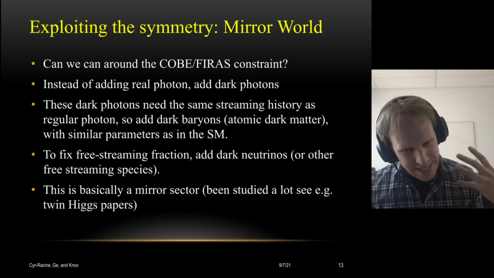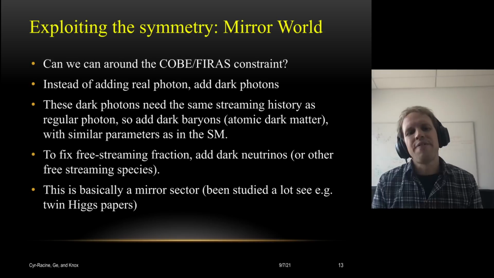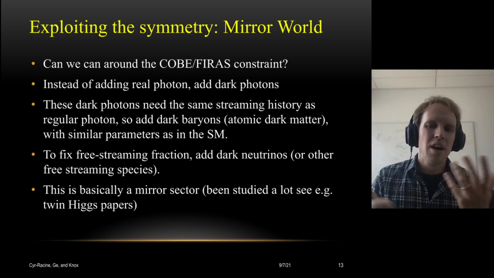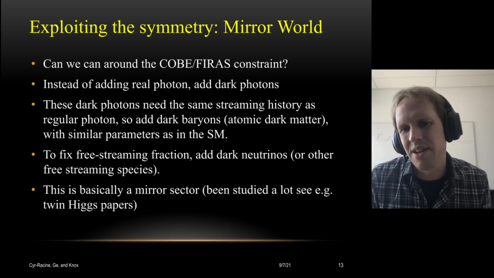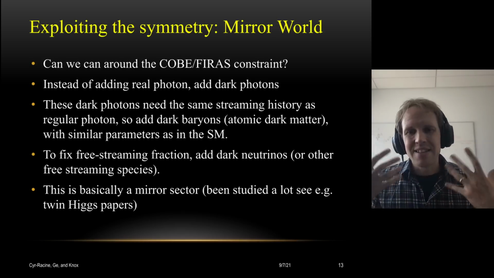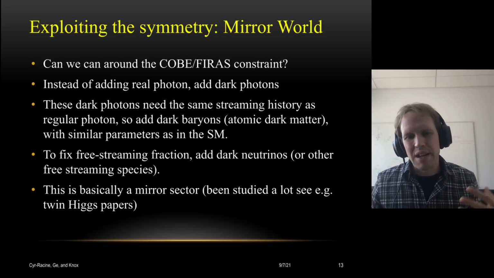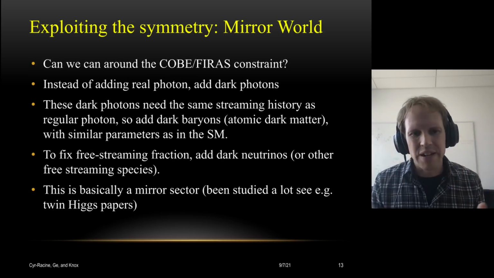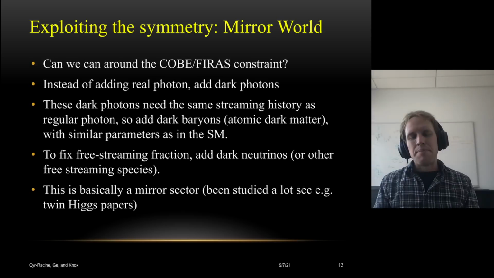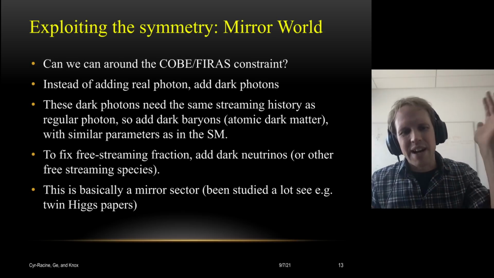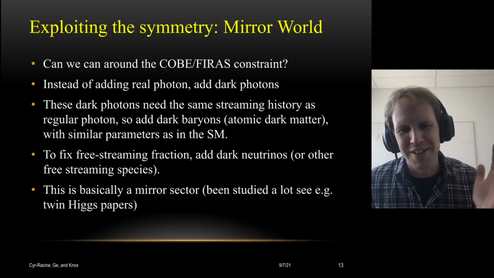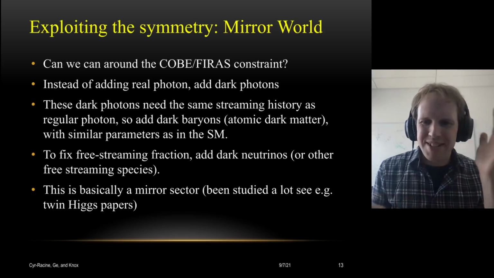But that's not enough, because we also need to fix this free streaming fraction, or the ratio of, say, neutrinos to photons in the standard model. Because now we've added these dark photons, but we haven't added anything else. So in order to maintain this free streaming fraction, we need to add dark neutrinos or any other kind of free streaming species. And by the time you've done all of this, you realize that you basically added a mirror copy of the standard model to your model. And this is a mirror sector.